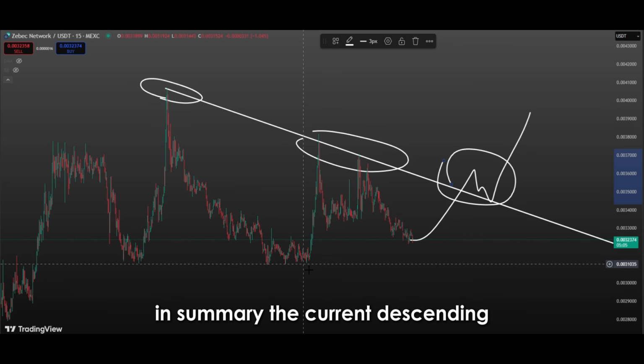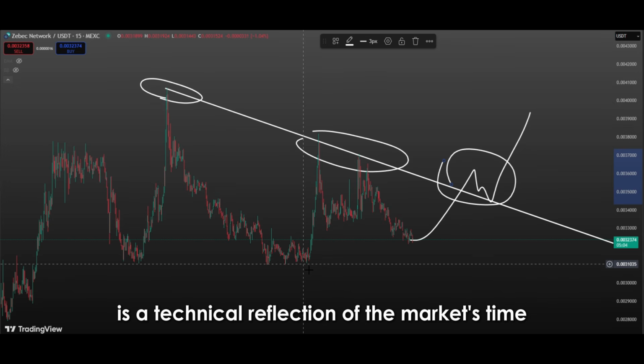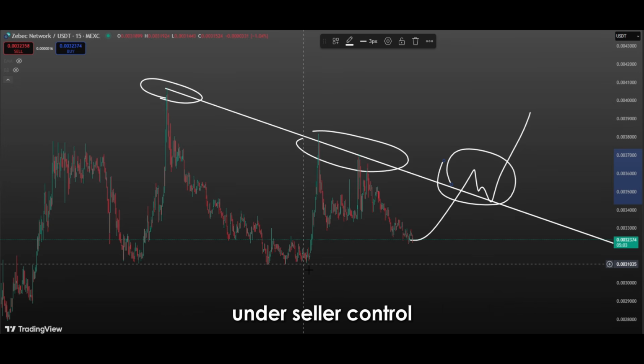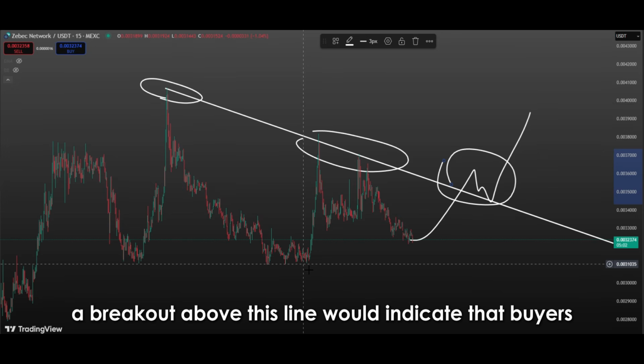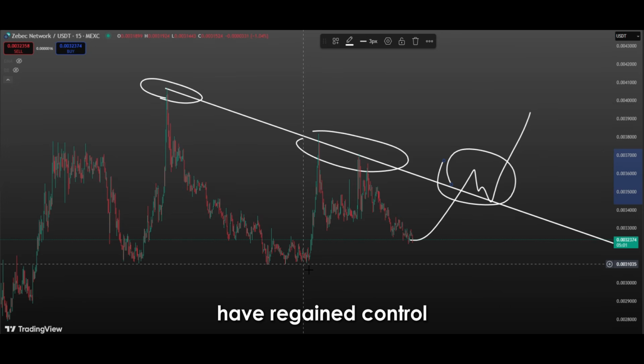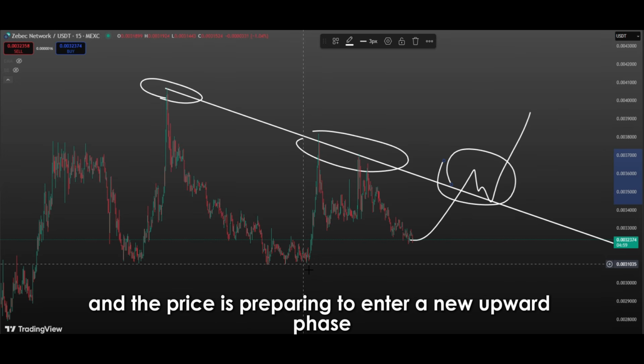In summary, the current descending trend line on the chart is a technical reflection of the market's time under seller control. A breakout above this line would indicate that buyers have regained control, market psychology has shifted, and the price is preparing to enter a new upward phase.